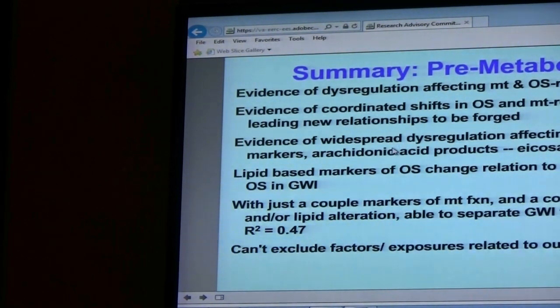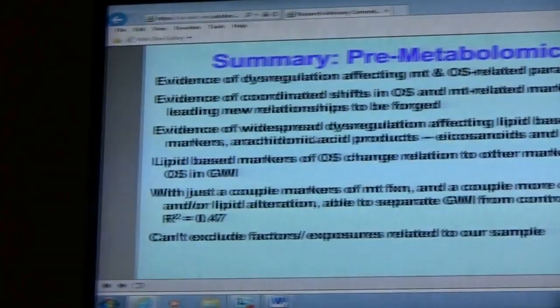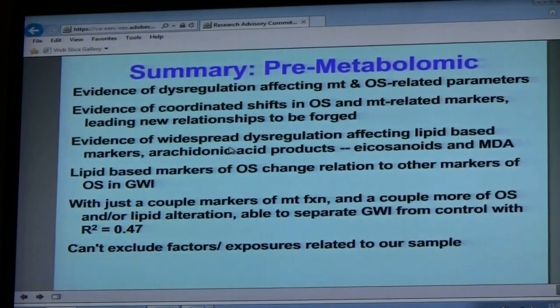So to summarize some of the, quote, pre-metabolomic findings, which are also in fact metabolomic and lipidemic, but before the formal metabolomic analysis, we found evidence of dysregulation affecting mitochondrial and oxidative-related parameters, and evidence of coordinated shifts in oxidative mitochondrial-related markers, leading new relationships to be forged where these were not otherwise present. We also found evidence of widespread dysregulation affecting lipid-based markers, and in the pre-metabolomic work, this focused substantially on arachidonic acid products like eicosanoids and malondialdehyde.